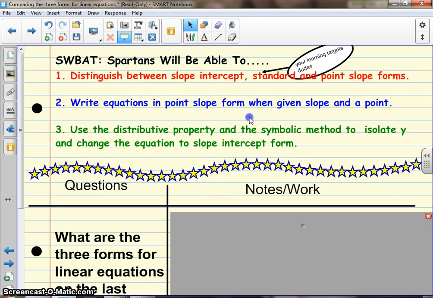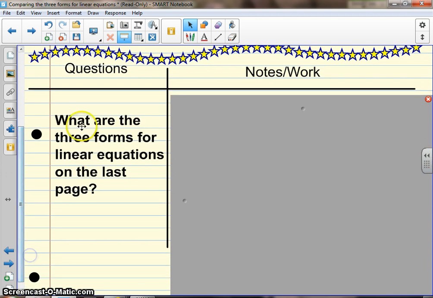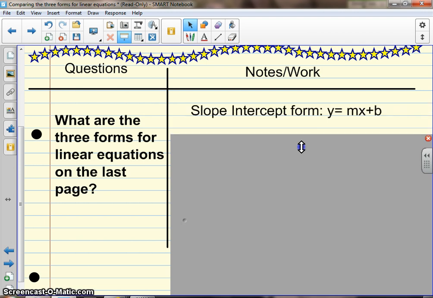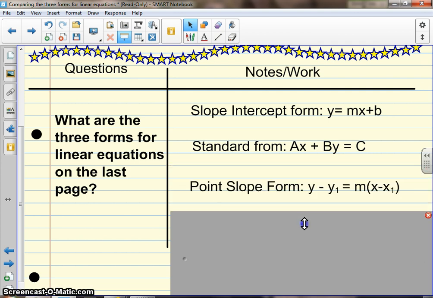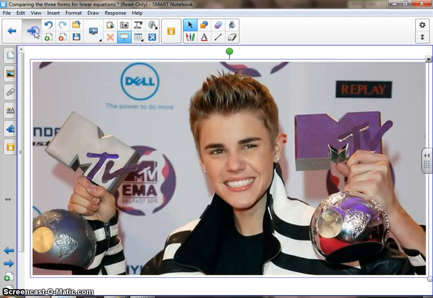Let's scroll up here a little bit. Okay, here's the question. What are the three forms for linear equations? Do you know? They were on the last page. Number one, slope-intercept form, y equals mx plus b. Number two, standard form, ax plus by equals c. And finally, point-slope form, y minus y1 equals m times the quantity x minus x1. So that's the new one. We're trying to figure out that one. Hey, how'd that get on there? Angelica, did you do that?